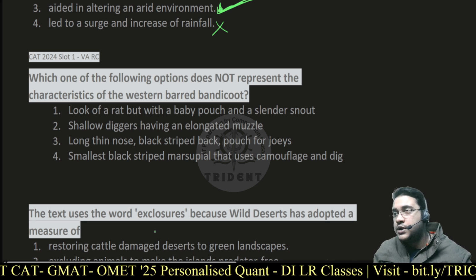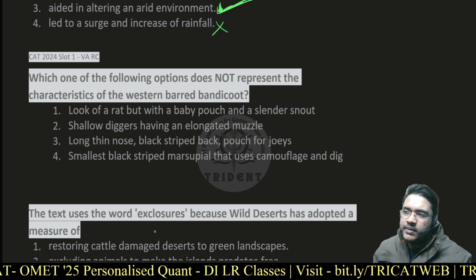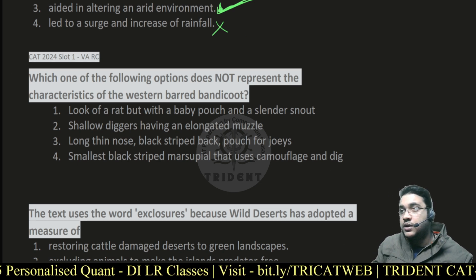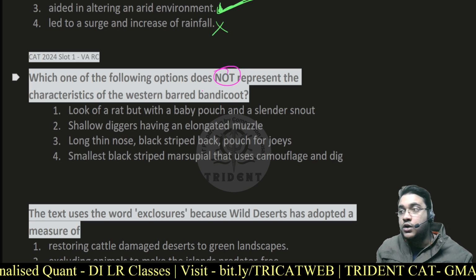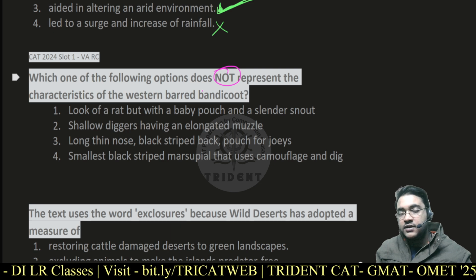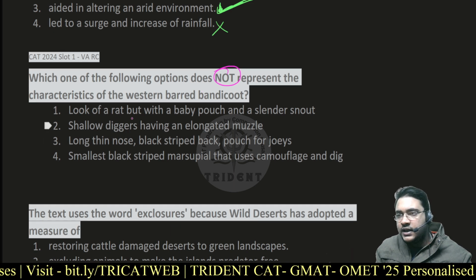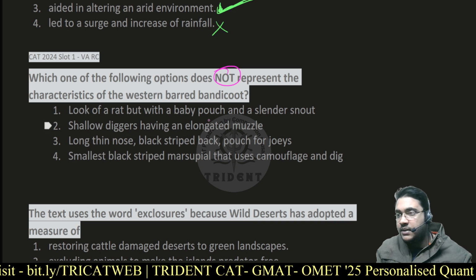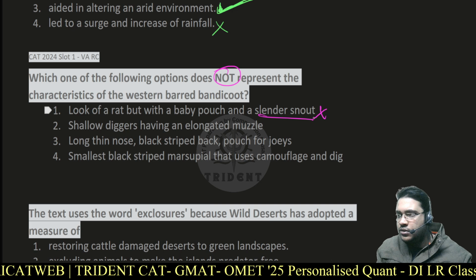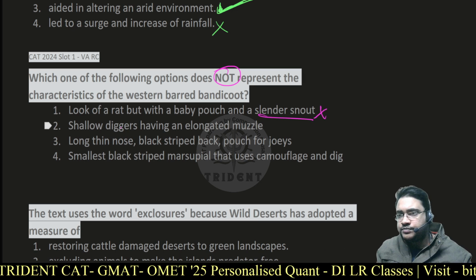Which one of the following options does not represent the characteristics of the WB bandicoot? Basically, Western barred bandicoots. Please pay attention to these words, because they're very, very important. Not represent the characteristic. So all of them will represent the characteristic, but one of the options will not be a characteristic of a bandicoot. Let's read. They look like rats, but have a baby pouch with a slender snout, long nose. Obviously, this is a characteristic of the western barred bandicoot. So out of the question.